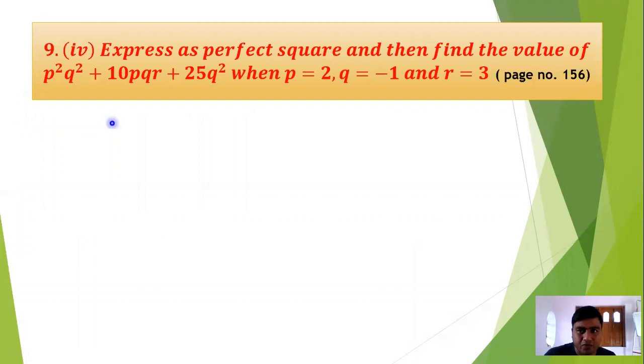The first sum of exercise 12.1, page number 156, question 9.4. Express as a perfect square and then find the value of this expression. The expression is p square q square plus 10pqr plus 25r square. First we express this as a perfect square. Then, putting the values of p, q and r, we find the value of this expression.